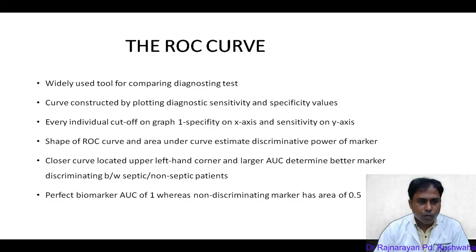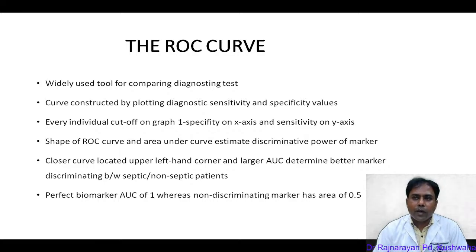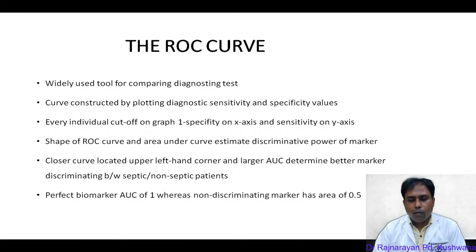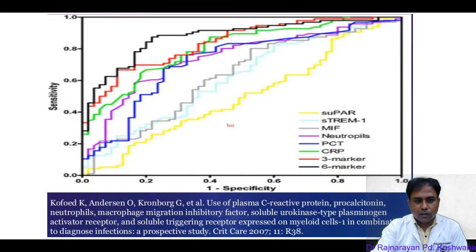The ROC curve is a widely used tool for comparing diagnostic tests. The ROC curve is constructed by plotting diagnostic sensitivity and specificity values for every individual cutoff on a graph, with 1 minus specificity on the x-axis and sensitivity on the y-axis. The shape of the ROC curve and the area under the curve estimate the discriminative power of a biomarker. The closer the curve is to the top left corner and the larger the AUC, the better the marker discriminates between septic and non-septic patients. A perfect biomarker has an area under the curve of 1, whereas a non-discriminating marker has an area of 0.5.